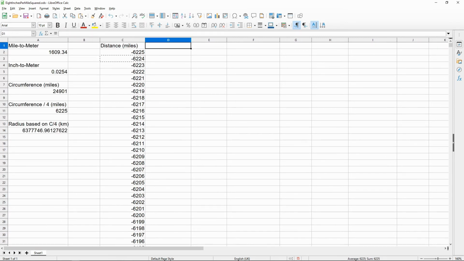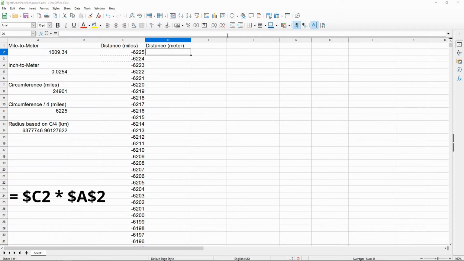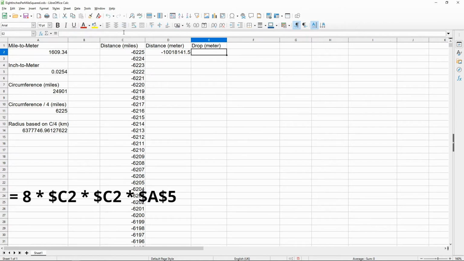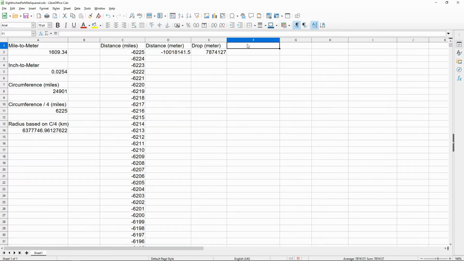Next is the same distance but in meters. So cell value is simply cell C2 times cell value of A2. That is miles to meter. Next column is drop in meter using 8 inches per mile square. So it is 8 times cell C2 times cell C2 times cell value of A5, which is our inches to meter value. Then our drop using our formula in meter.